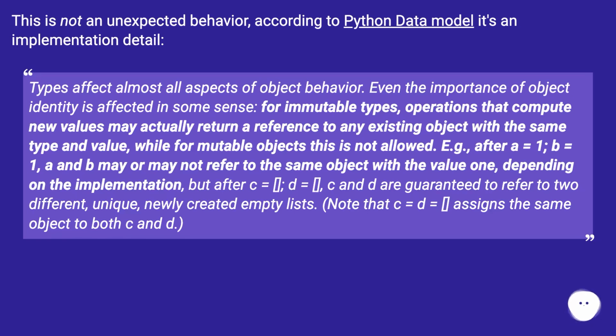E.g., after a = 1, b = 1, a and b may or may not refer to the same object with the value 1, depending on the implementation. But after c = [], d = [], c and d are guaranteed to refer to two different, unique, newly created empty lists. Note that c = d = [] assigns the same object to both c and d.